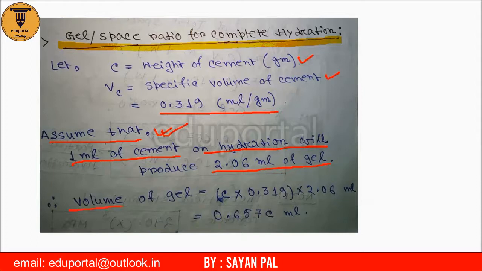So the total volume of gel: we have specific volume Vc, that is 0.319 ml per gram, and the weight of the cement is C. So the volume of cement is C into 0.319, and the total volume of gel will be C into 0.319 into 2.06, and that comes to 0.657 C ml. Okay, so this is the total volume of gel.